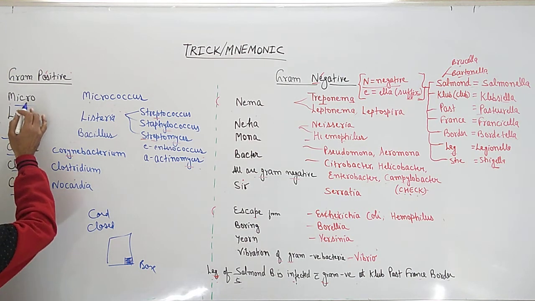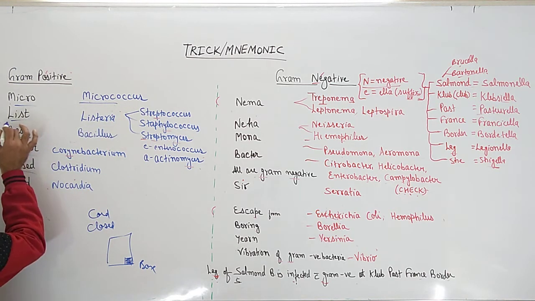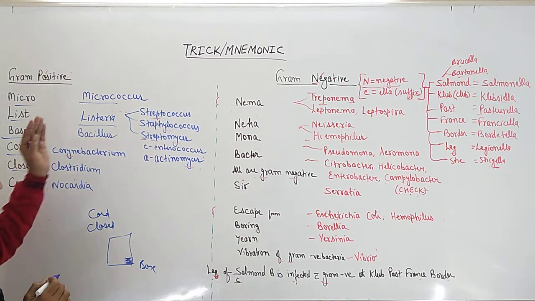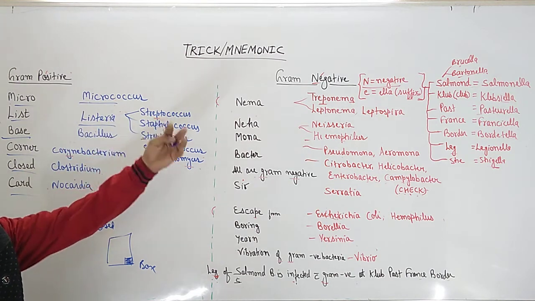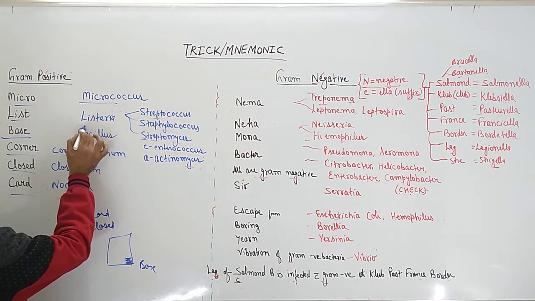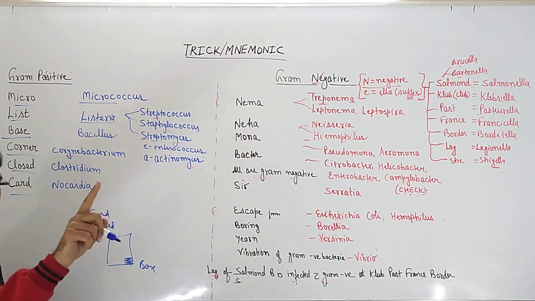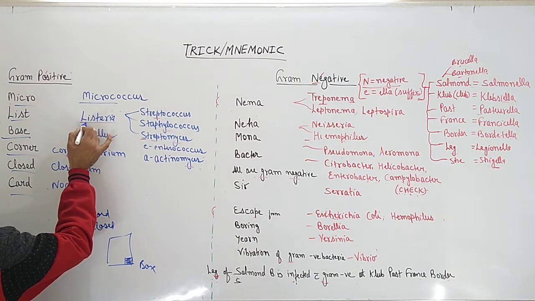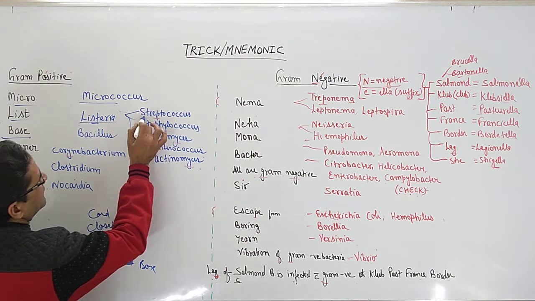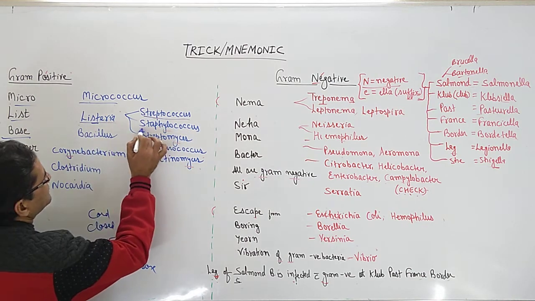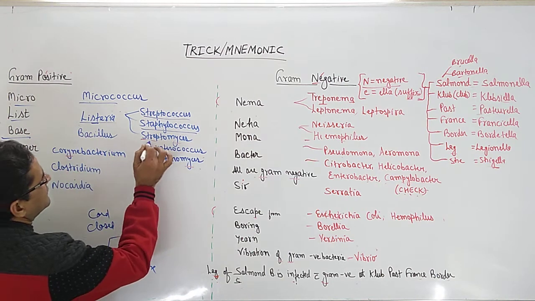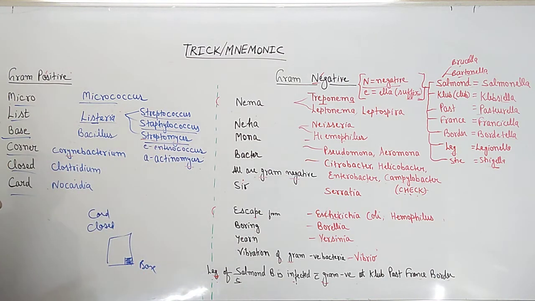Now see one by one. Micro means micrococcus, list, listeria. Now from here we have to derive different names. LIST, one complete name is LISTERI, listeria. It is one example. Then ST. ST stands for streptococcus, ST stands for staphylococcus, ST stands for streptomyces. See, E is also there after ST. E for enterococcus.